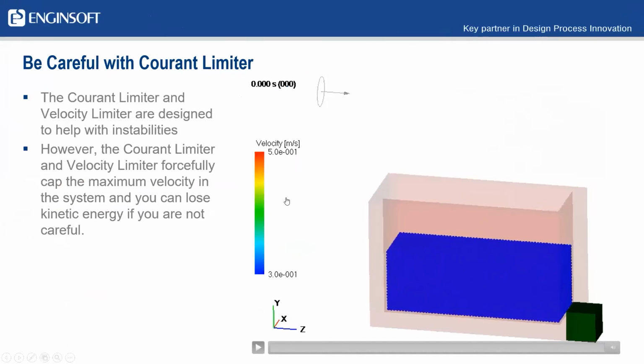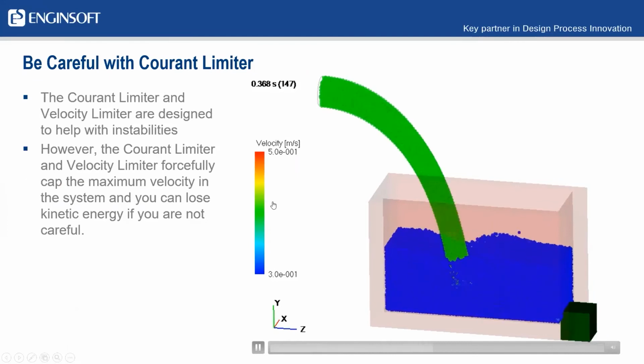So that's good, but you do have to keep in mind that when you're using the current limiter, you are forcefully reducing the velocity, and there is the potential to lose kinetic energy when you're using the current limiter or the velocity limiter. And I'll show that in this case. In this case, I wasn't as careful with setting my initial time step, and when I did that, it limited the velocity to a much lower number. And in this case, I'm down to 0.4 meters per second.